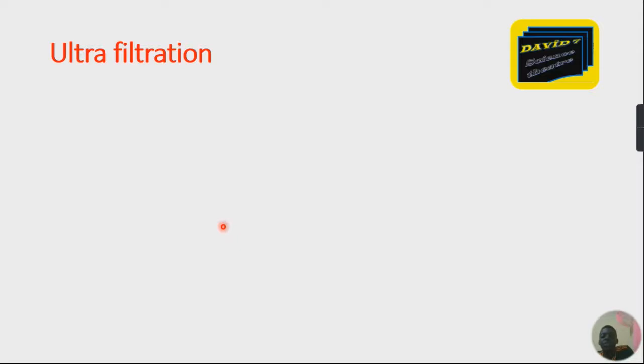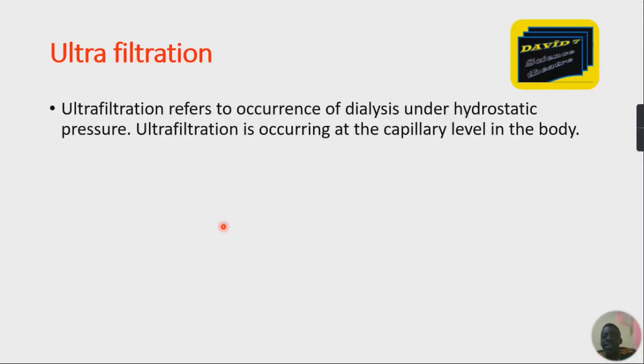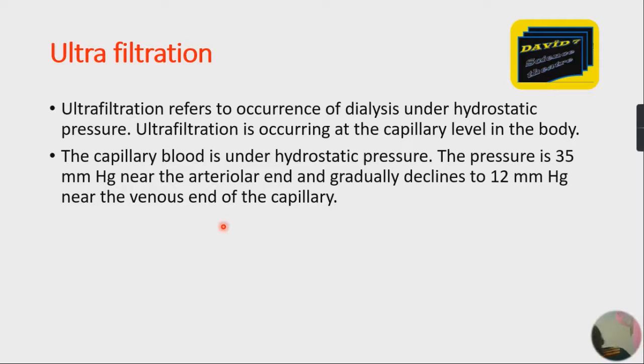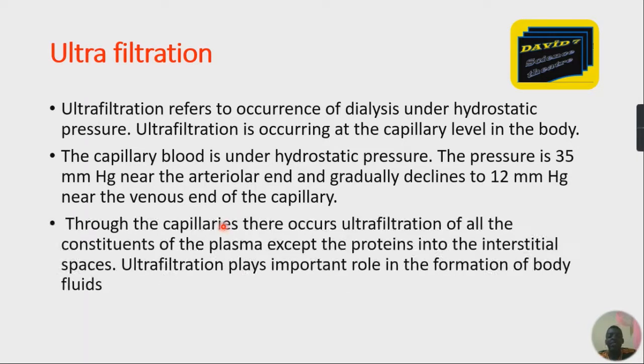Let's talk about ultrafiltration. Ultrafiltration refers to the occurrence of dialysis under hydrostatic pressure. So ultrafiltration will occur at the capillary level within the body. Blood capillaries have filtration under pressure, and the capillary blood is under hydrostatic pressure, that we know. The pressure is around 35 millimeters of mercury near the arteriolar end and gradually declines to around 12 millimeters of mercury towards the venous end of the capillary.